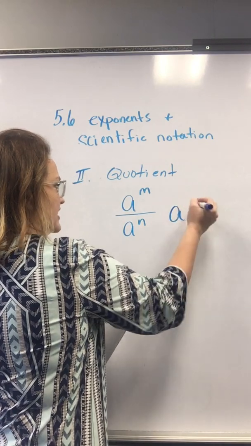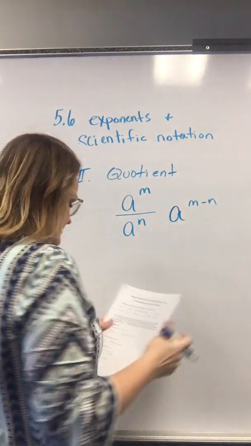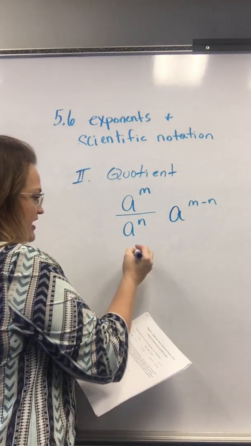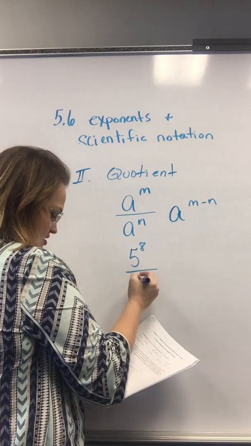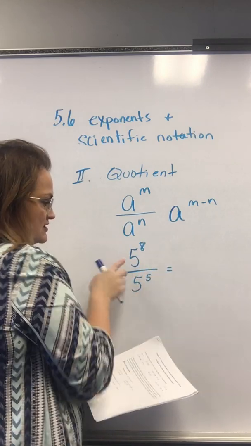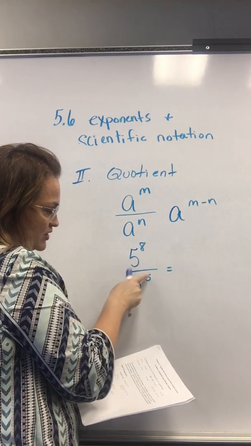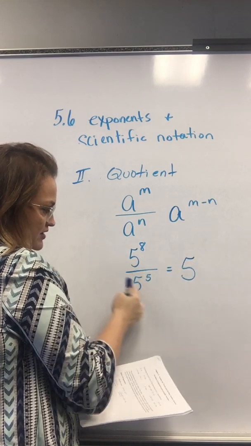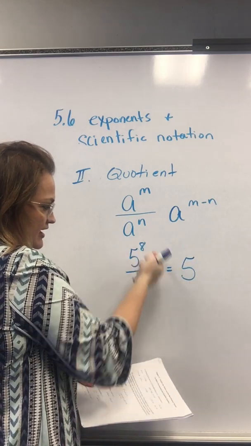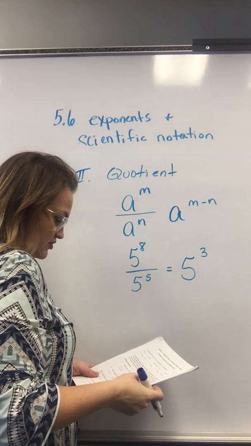So it'll be the base and then m minus n. Some examples of that, we have 5 to the 8th over 5 to the 5th. Because they're like bases, we can subtract 8 minus 5, bring the base over the 5. 8 minus 5 is 3, 5 to the 3rd.